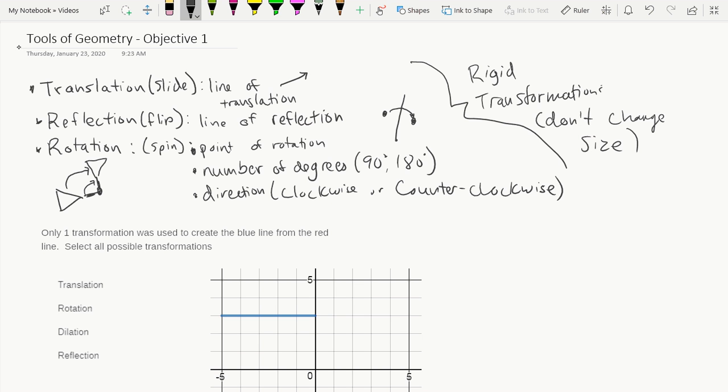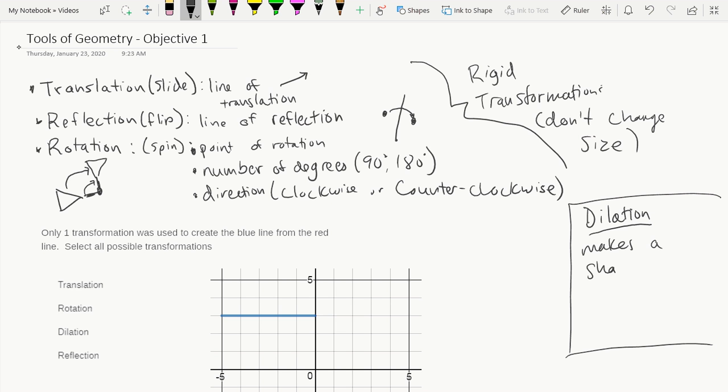I'm going to give it its own little box down here. Okay. A dilation. A dilation, think about your eyes dilating when you go to the eye doctor. A dilation makes a shape bigger or smaller. So it is very different from the other three because the other three just move something from one place to another. A dilation actually changes its size.